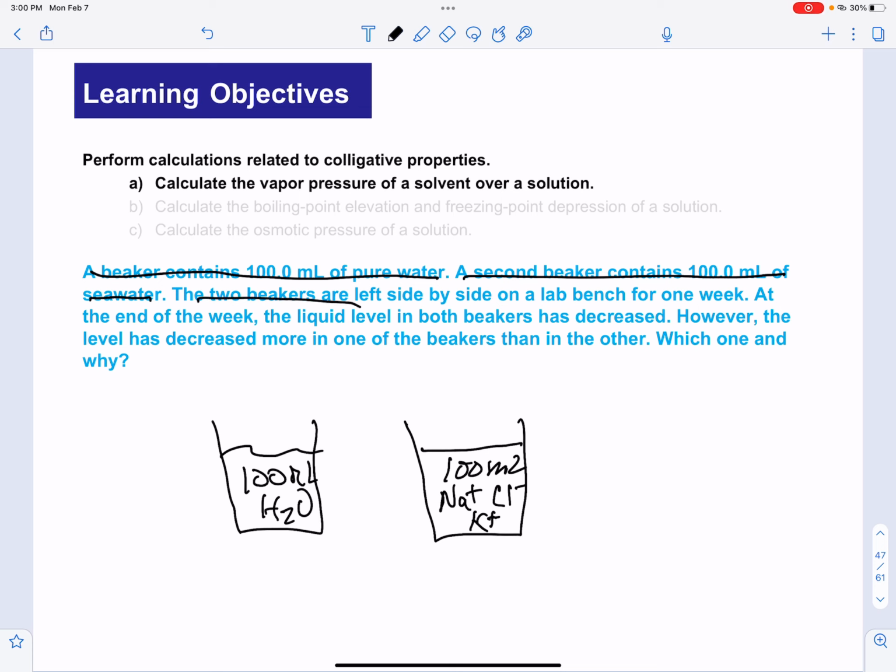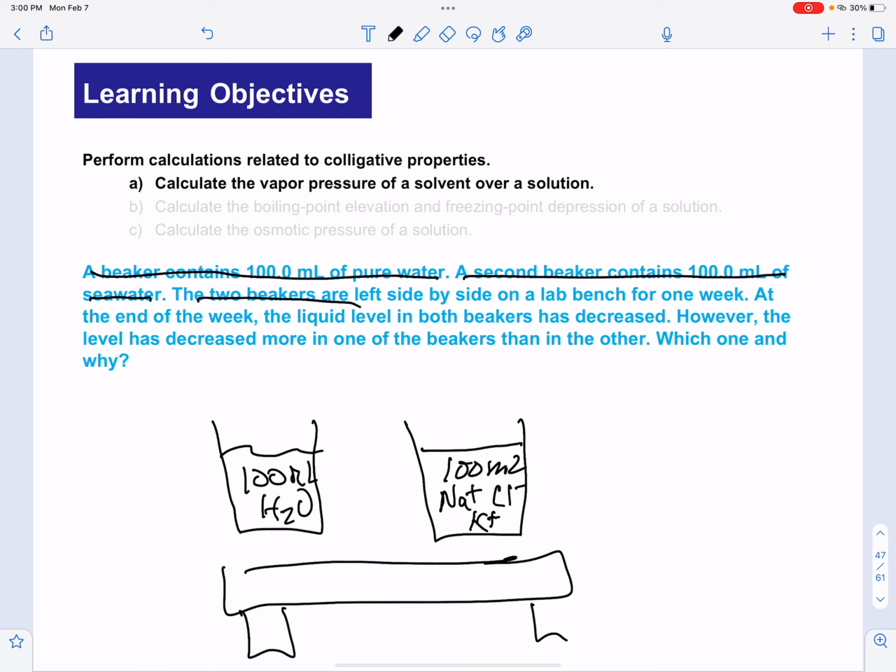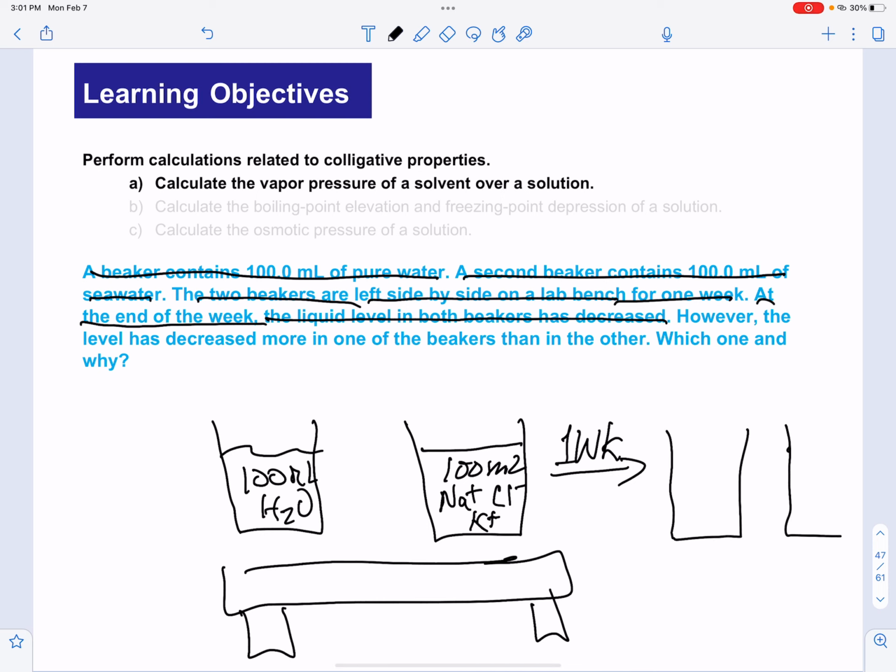The two beakers are left side by side, just like here, on a lab bench for 1 week. So after 1 week, the liquid level in both beakers has decreased. So we're going to have beaker 1, beaker 2, and the 100 milliliters went down in both of them. However, the level has decreased more in one of the beakers than in the other.